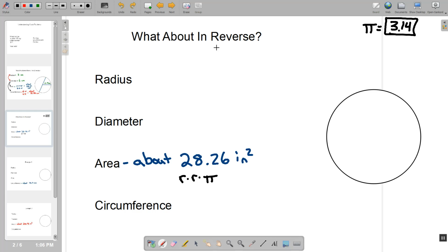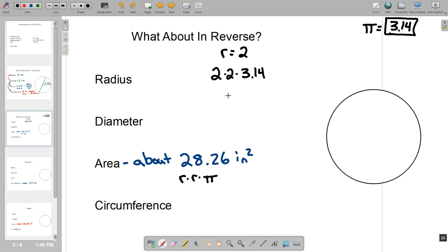So I'm going to pick, what if the radius is 2? Let's see what happens. So I'm going to do 2 times pi, which I'm going to use the decimal estimation for these problems.